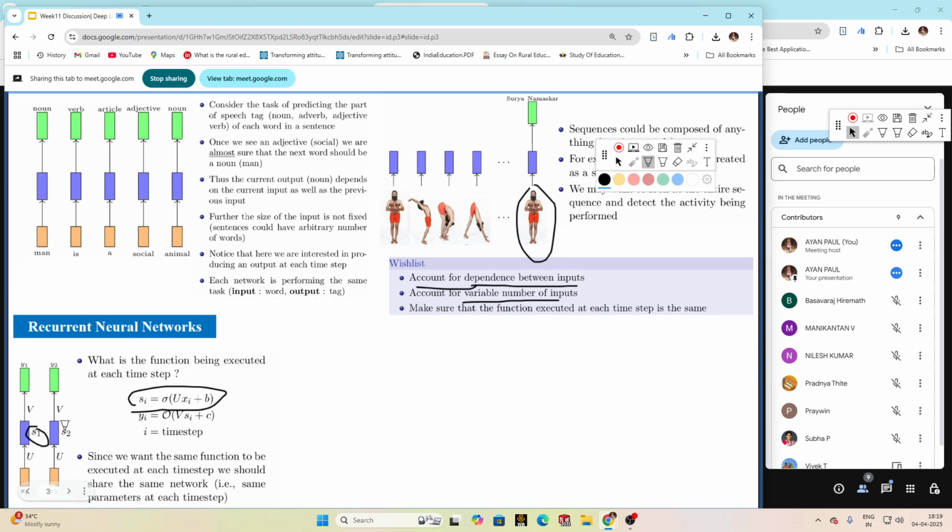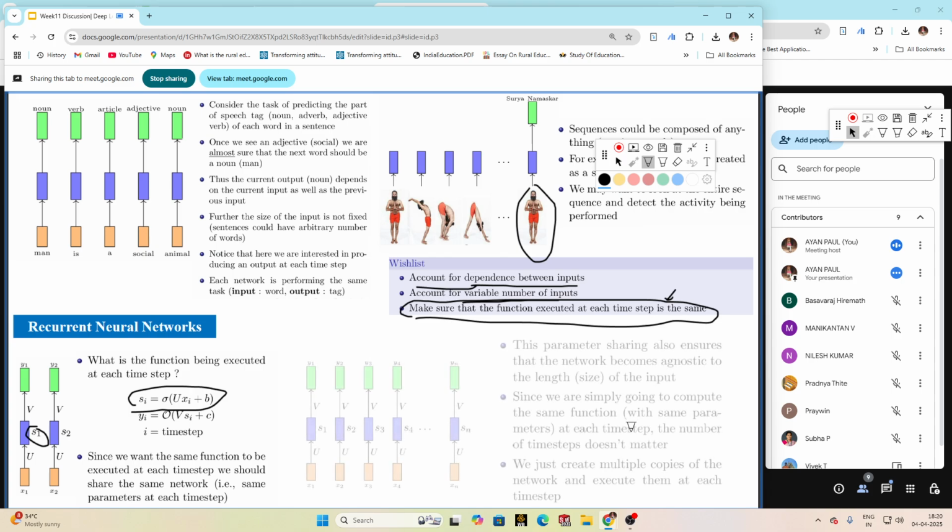So yi will be a function of v into si plus c. Okay, c is the bias. So that is the thing. But here what we are missing is, one thing we have done is each time step we are applying the same formula. That means we have done this step, that is the third step.